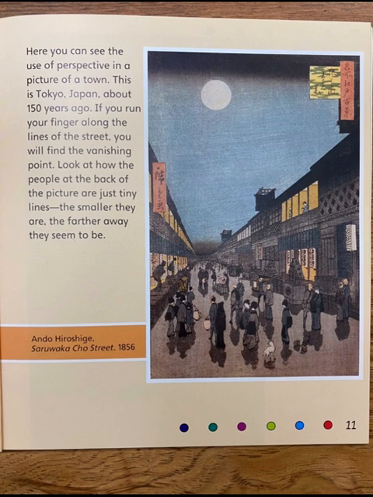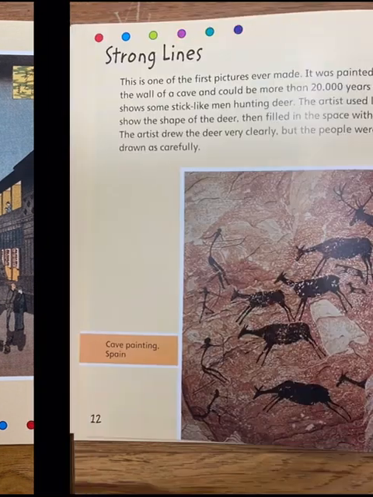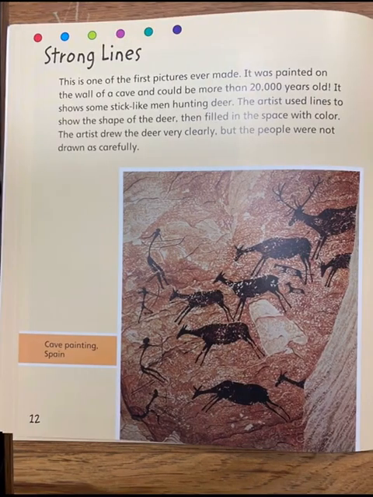Look at how the people at the back of the picture are just tiny lines. Wow. And that's how you show perspective. Things that are far away get smaller. Things that are closer are larger. So it says, the smaller they are, the farther away they seem to be. So Ando Hiroshige, I'm not sure if I'm saying the name right. Sudarachō Street, 1856.